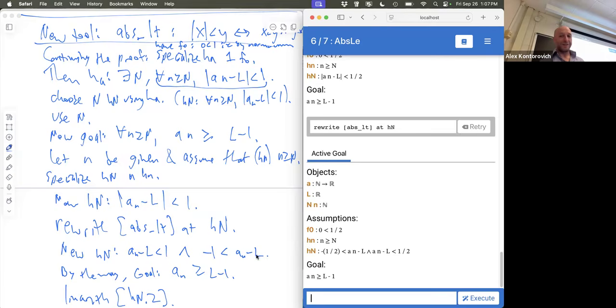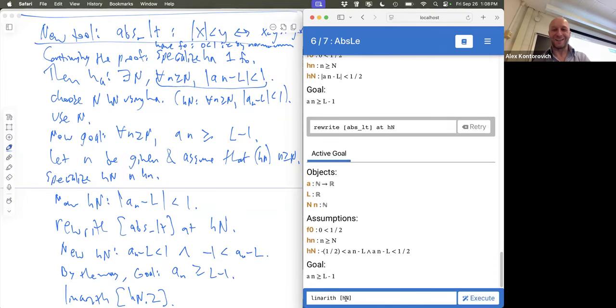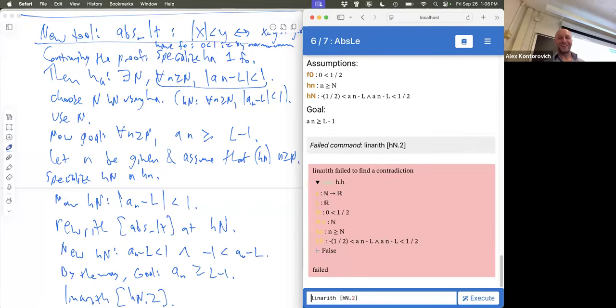And now what? Now we're basically done. We proved more, that a n is at least L minus a half, not just L minus 1. So it'll be linarith where you feed it hn. If I feed it hn, I think this should break. This linarith is a new version of linarith, which is too smart. Let's retry that. That's not what I want. I want hn.1. If I give it hn.2, it should break. Thank you. It can't do it with hn.2, but it can, I hope, do it with hn.1.